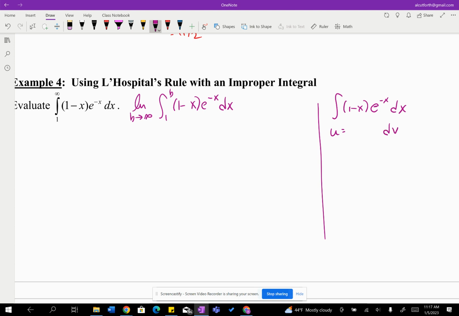Should e to the negative x be my u? No, right? It's exponential. That always should be the very last choice. So 1 minus x should be my u, and dv should be e to the negative x. du is going to be negative 1.